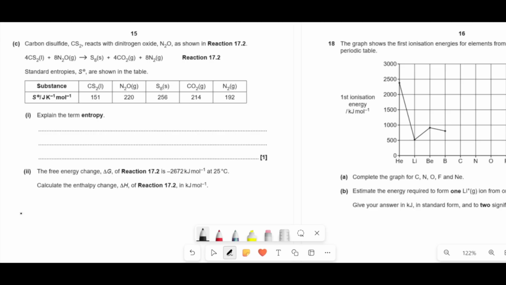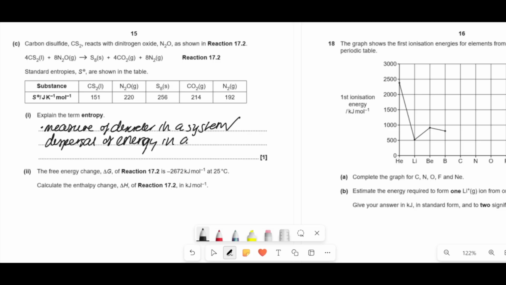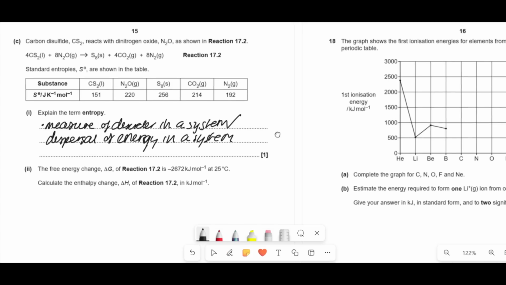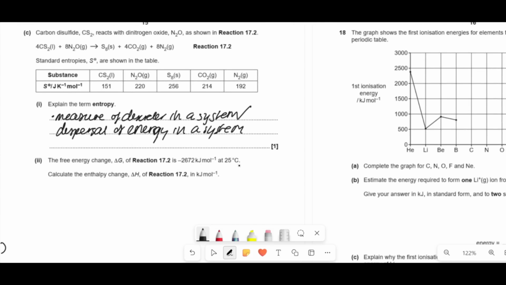Now it says carbon disulfide reacts with dinitrogen oxide as shown in this equation. Standard entropy is shown in this table. And it says explain the term entropy. It's the measure of disorder in a system. And what that actually really means is the dispersal of energy in a system. So you could say either. That's technically what it is. It's how the energy is spread out in a system. So it says the free energy change of this is that.